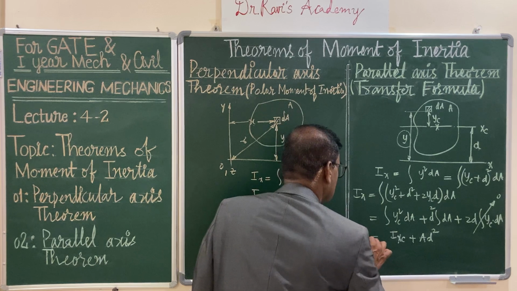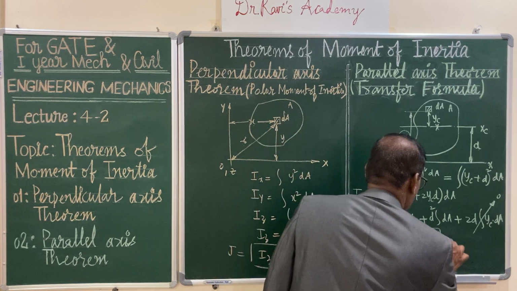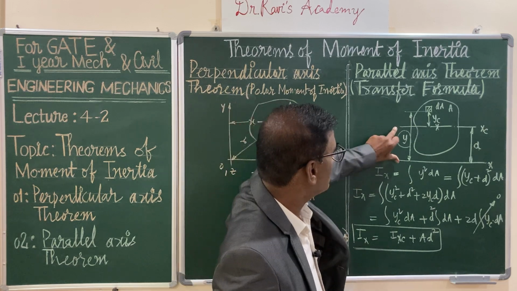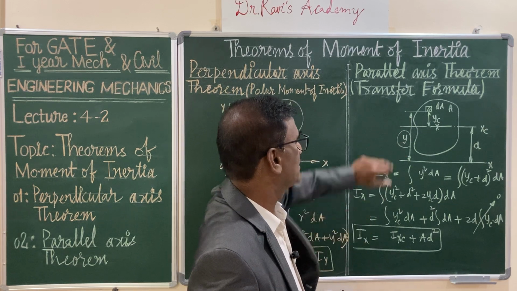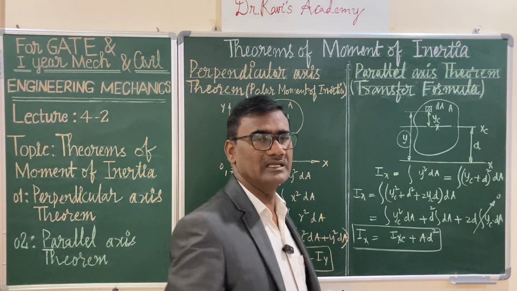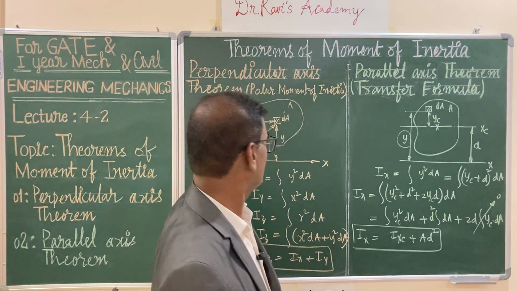So this particular theorem is known as the parallel axis theorem, and among these two parallel axes, one must be the central axis. Then only you can apply this particular parallel axis theorem. This is also familiarly known as the transfer formula.